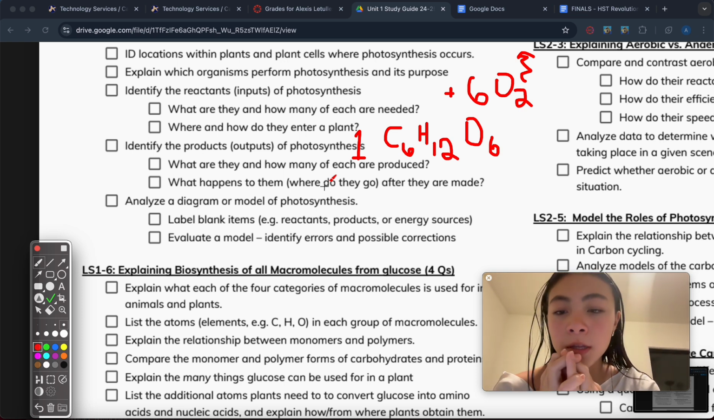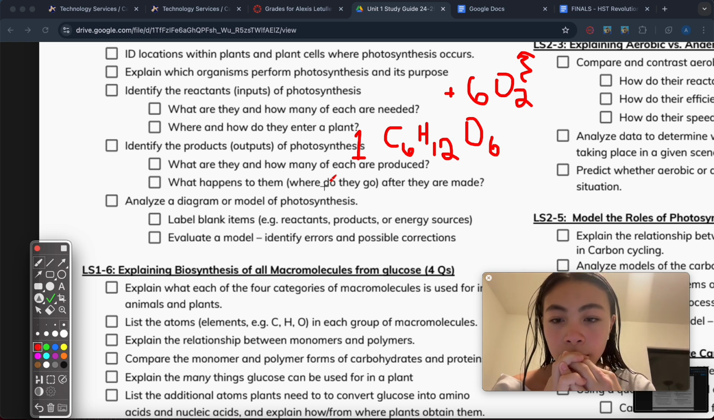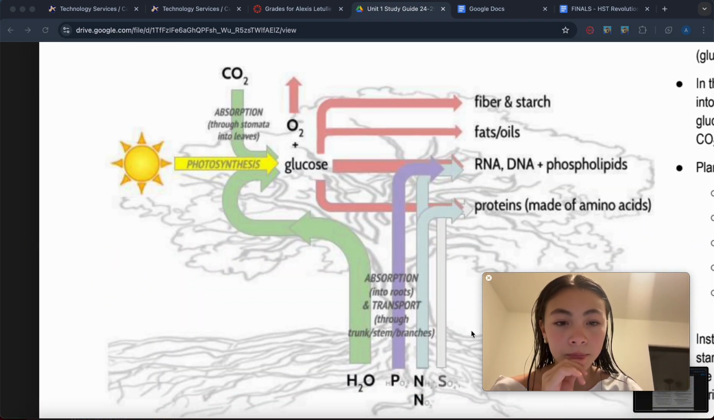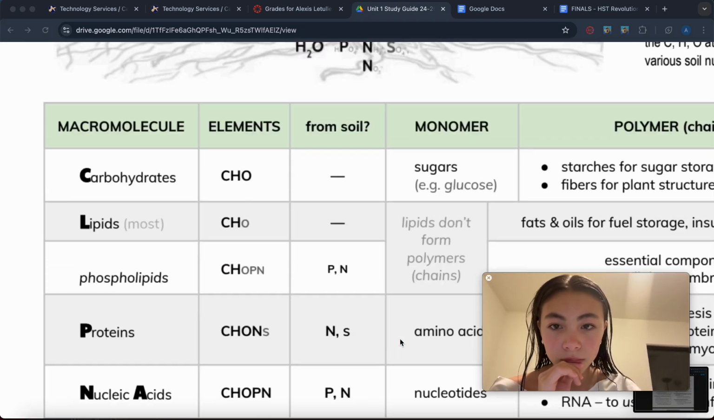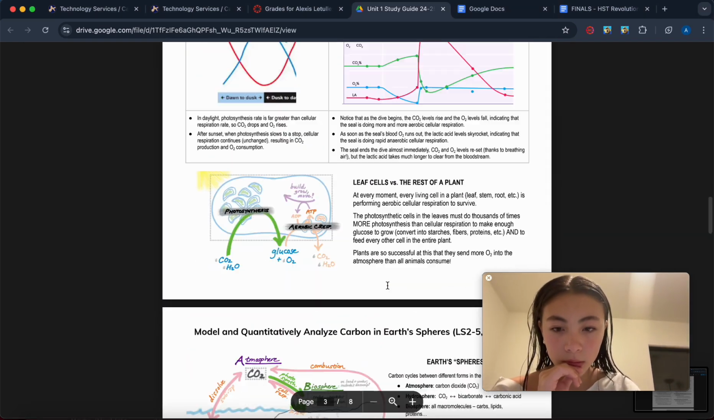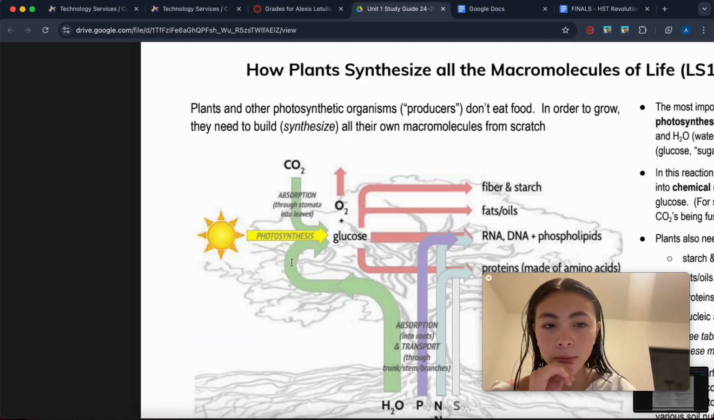Analyze a diagram of a model of photosynthesis. Okay, evaluate a model. I don't have a model. Oh wait, actually there's one in this thing. Right, hold on. I'll find one, I swear. I guess this is one right here.